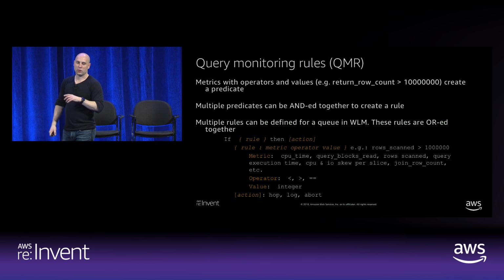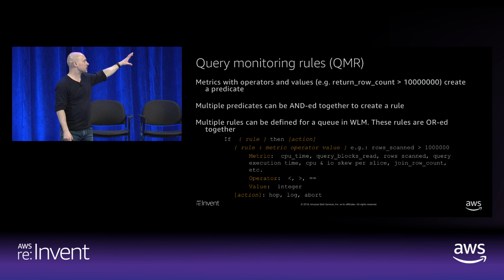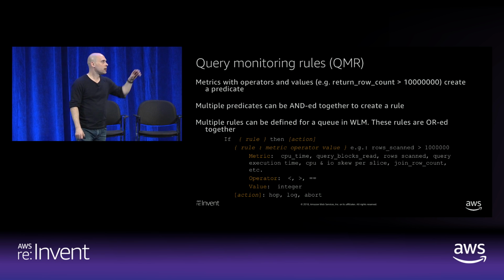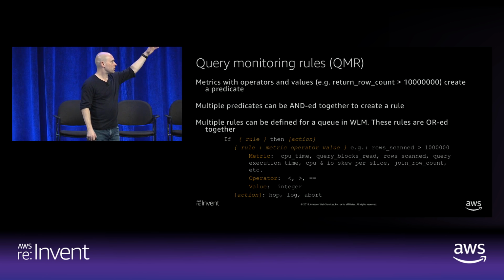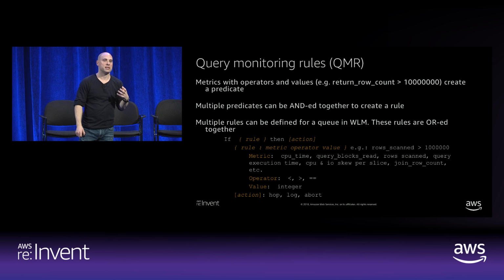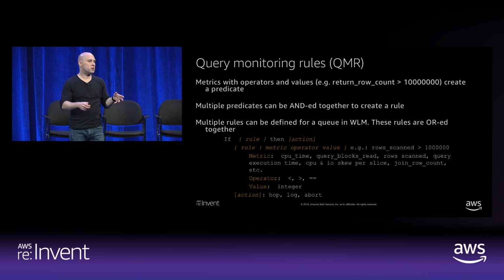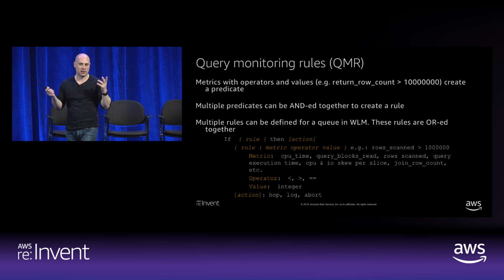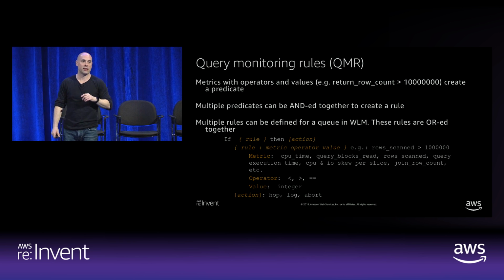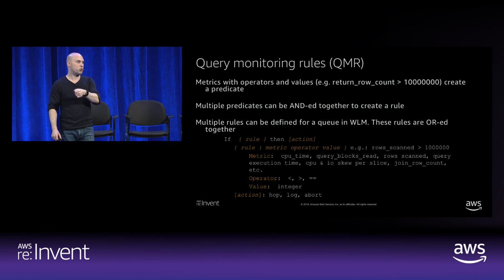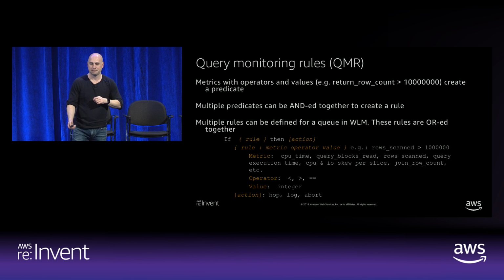Just some examples of what you can do with QMR and how it's structured, like this if-then, where you pick various metrics. Like I said, one of my favorite ones is the return row count. The reason I bring that one up is typically if you're returning a large number of rows, it is better to just use the unload command and unload it to S3 in, say, CSV format. It's significantly faster than dragging the data through the leader node.